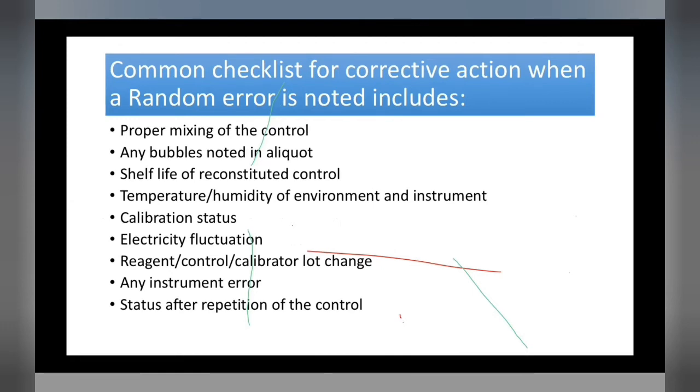Or after reconstitution, after bringing that control to room temperature, it is not mixed properly or some bubble in the aliquot. These are for random error. You're finding error in a particular result, in one result. After that, if you're running control, you're not finding that error. Or temperature, humidity of environment and instrument, calibration status, some electric fluctuation, some lot change, any instrument error. So all these things can cause variation in your result.